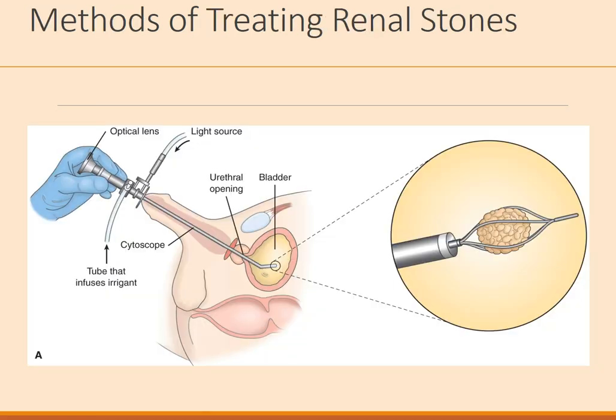Methods of treating the kidney stone. So here's where they actually go in and get it. For him, it was stuck in a ureter. So the scope that you see here went through the urethra into the bladder, and then from the bladder to the ureter where they went and got it.